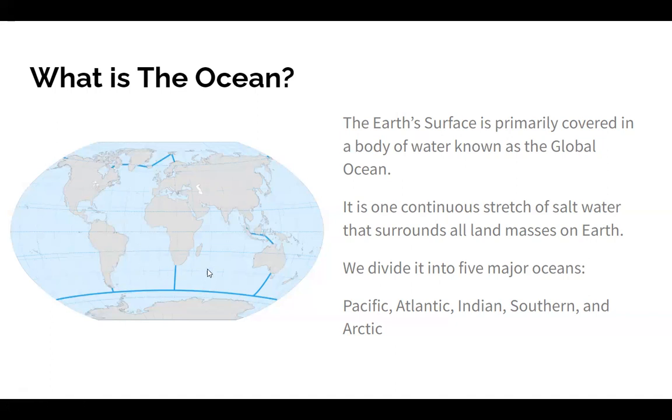And of course, we'll talk about these different oceans here, but we have the Atlantic, the Indian, the Pacific on either side of this representation here. This is the Southern Ocean, and this is the Arctic Ocean. Okay, so Pacific, Atlantic, Indian, Southern, and Arctic. Those are the five major oceans that are a part of the global ocean. All right.